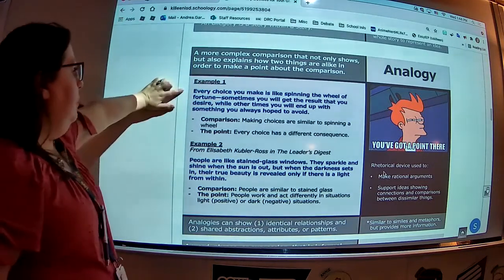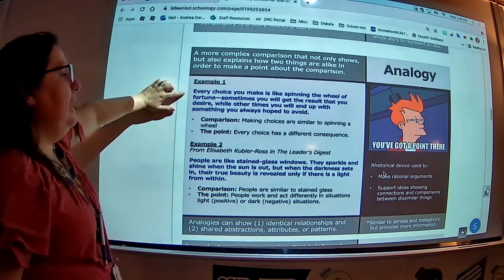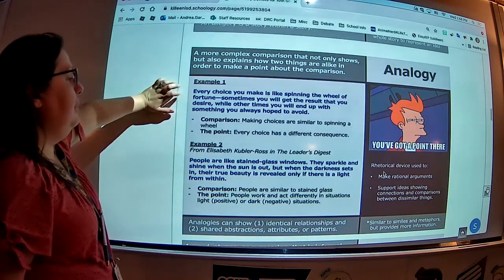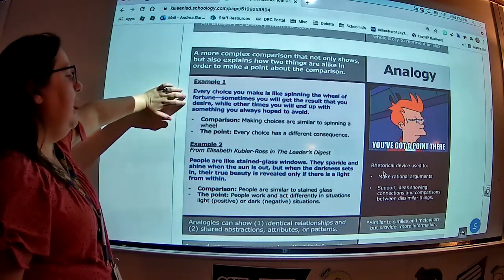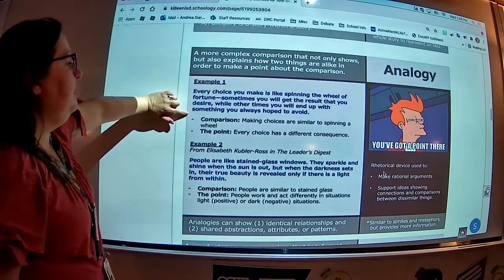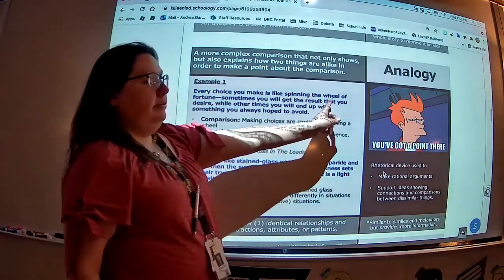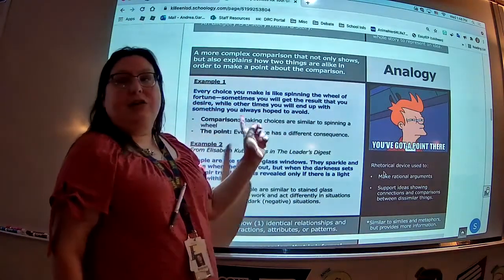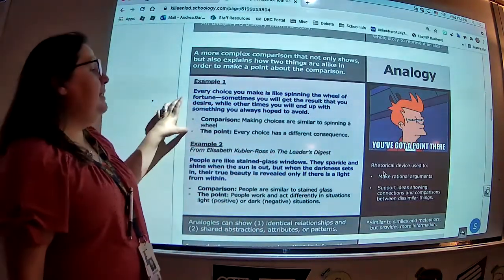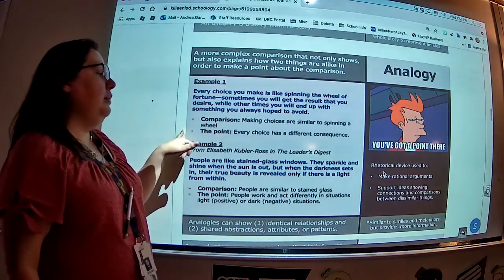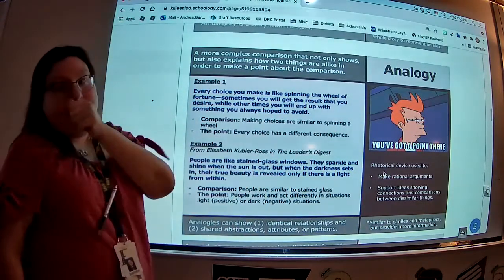So every choice you make is like spinning a wheel of fortune. Sometimes you'll get the result you desire, while other times you will end up with something you always hope to avoid. So you see how we have our simile here? And then it goes on to explain it. That's what makes it an analogy. So basically it's comparing life to a spinning wheel and letting you know that every choice has different consequences.